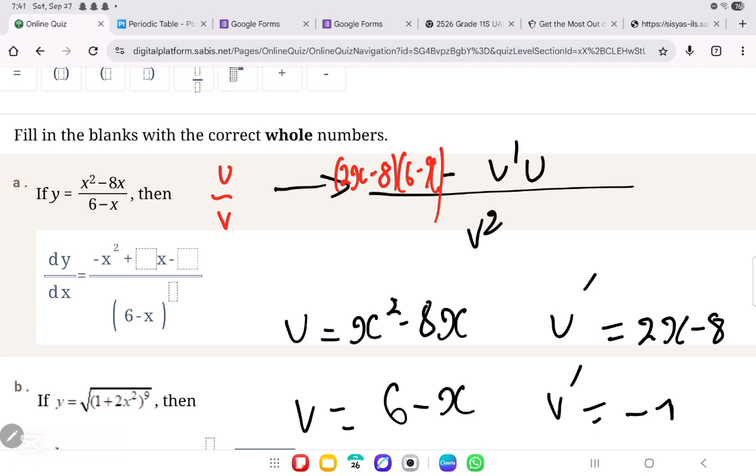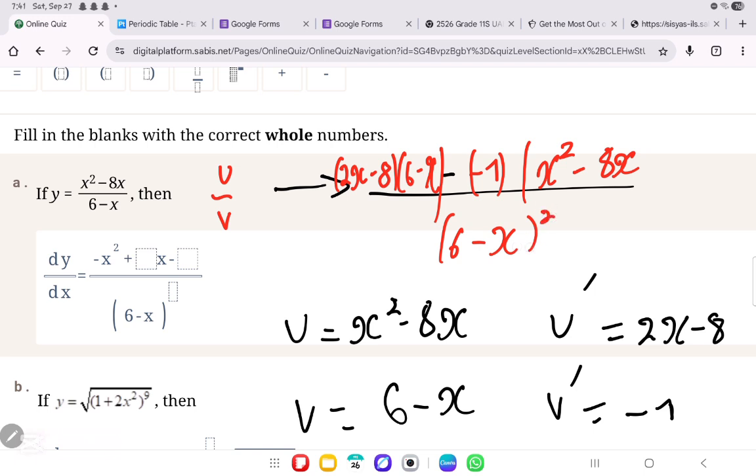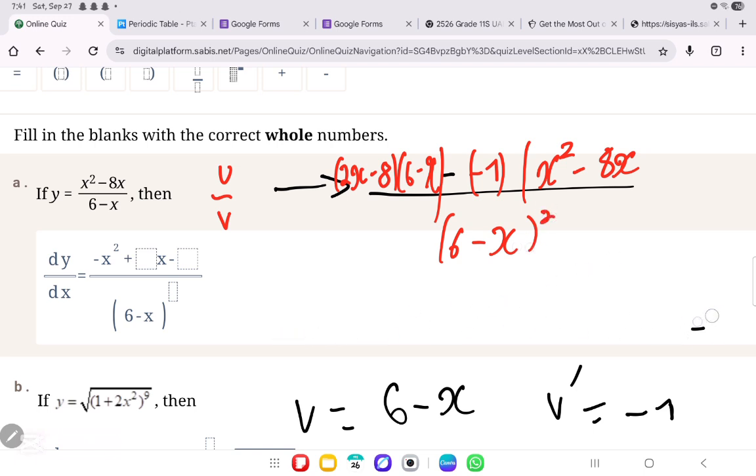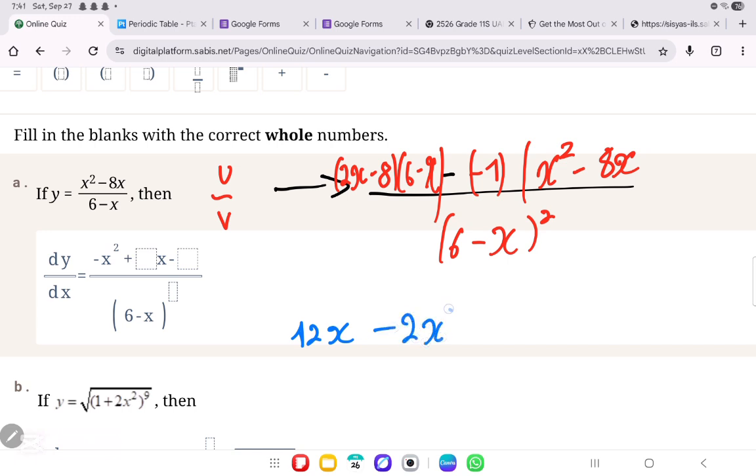And then minus, instead of v prime, we will put minus 1. And instead of u, we will put x squared minus 8x. And then instead of v squared, what do we put? We will put 6 minus x to the power of 2. Now, let us solve. If we solve it, what will we get? We will get 2x times 6, that's 12x. Minus 2x squared minus 48 plus 8x, right?